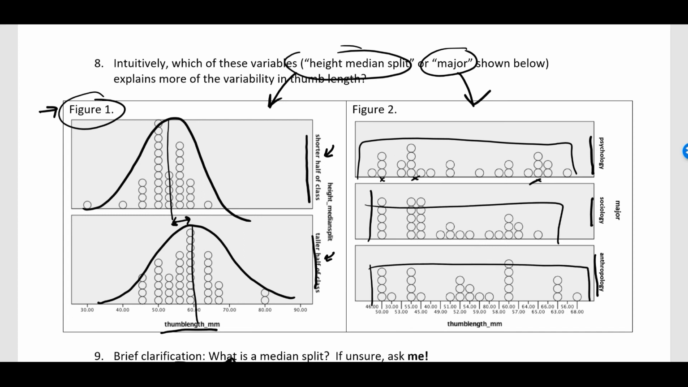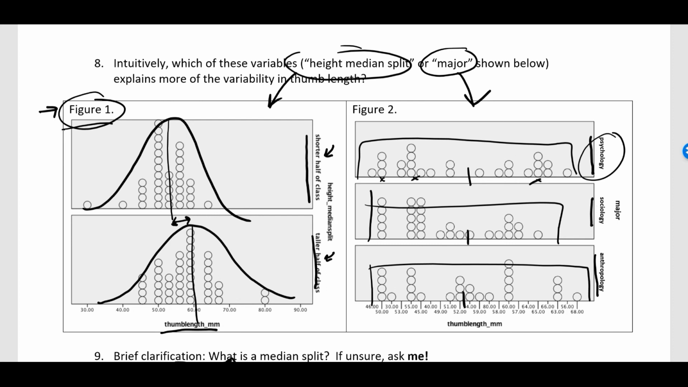It doesn't really help us focus in on, okay, if I know this student is a psychology student, am I going to refine my guess? Well, I don't know. It still seems like probably somewhere around the middle might be a good guess. And so it doesn't really help to think about major. It's not helping to explain that variability that we see, like figure 1, that height median split is. Right? And if we think about intuitively, does this make sense?